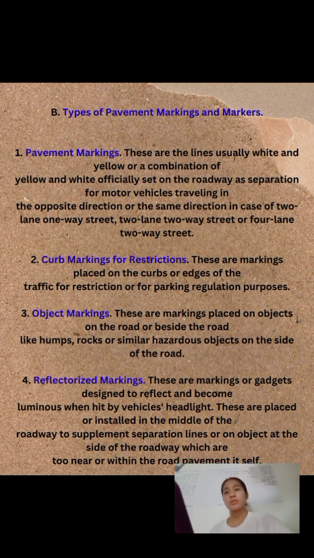The fourth one is reflectorized markings. These are markings or gadgets designed to reflect and become luminous when hit by a vehicle's headlight. These are placed or installed in the middle of the roadway to supplement separation lines, or on objects at the side of the roadway which are too near or within the road pavement itself.